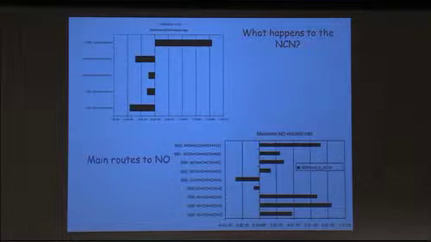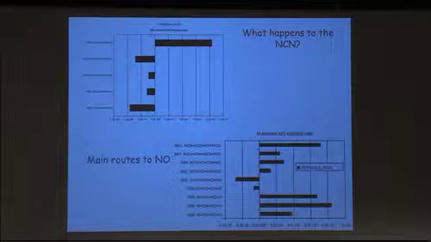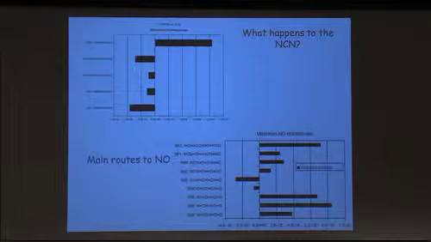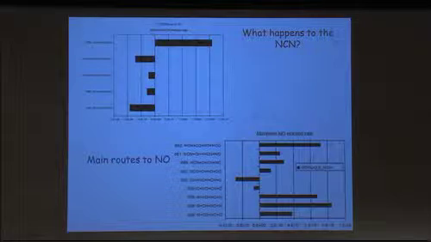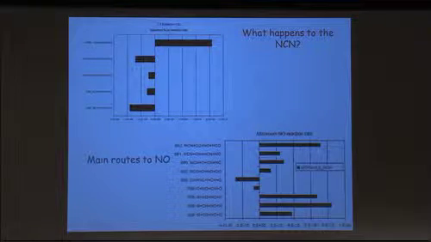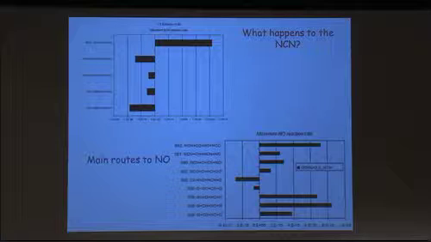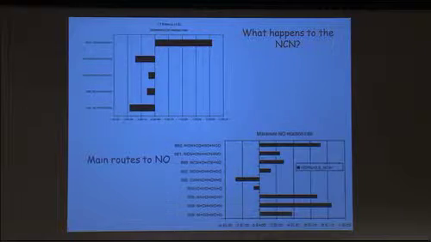And these are the rates of the main routes to NO formation, some of them involving NCN, some of them involving other species. These are removal routes. These are all formation routes.